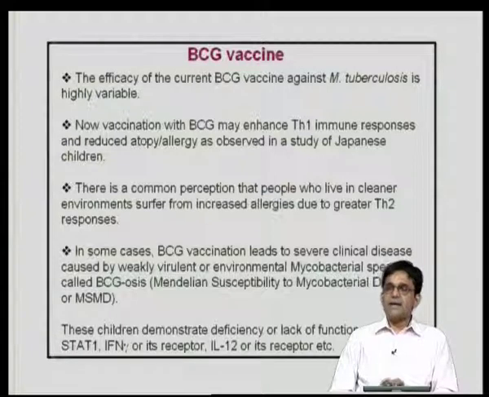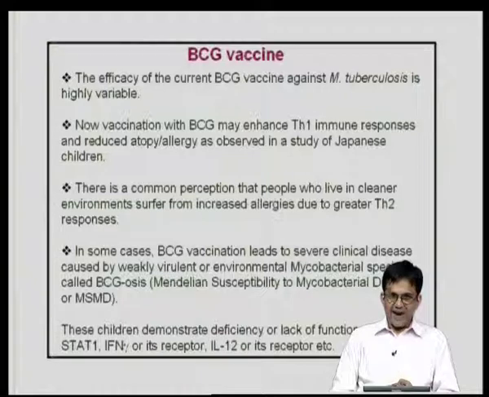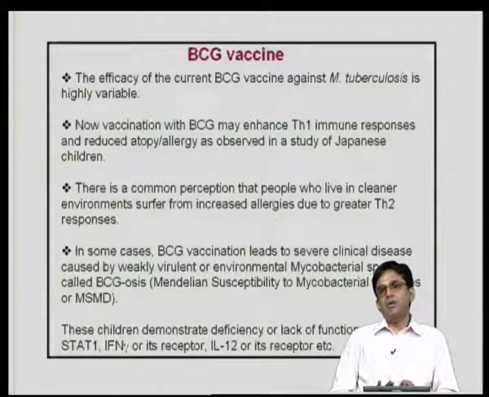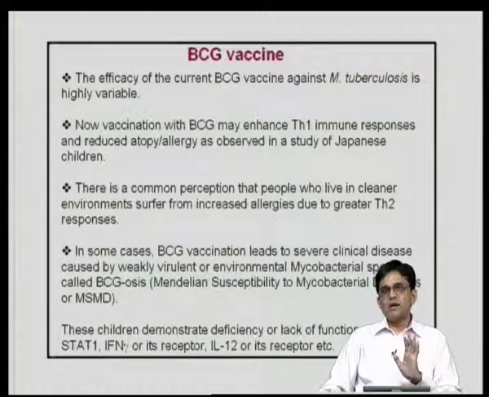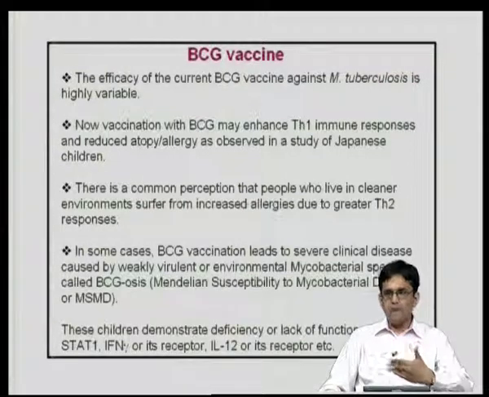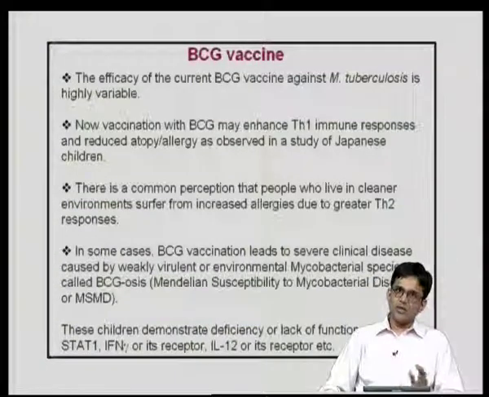The other case is that some kids who are given BCG vaccination come down with the disease, and that is because they lack a proper immune system in terms of functional STAT1, which is important in interferon responses, interferon gamma or its receptor, IL-12 or its receptor. In fact, all these three, STAT1, IFN, IL-12, play a very important role in host resistance to infections. And so, the kids who do not have them are highly susceptible to BCG vaccination in that sense.